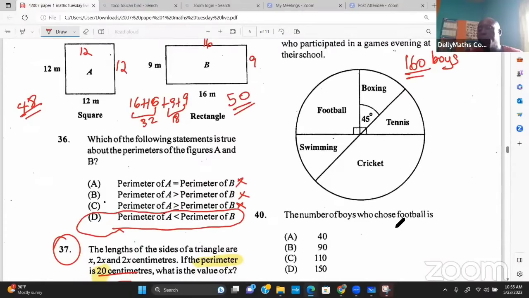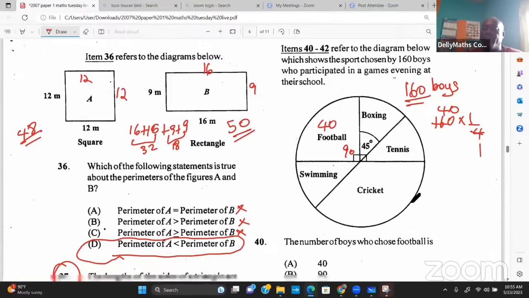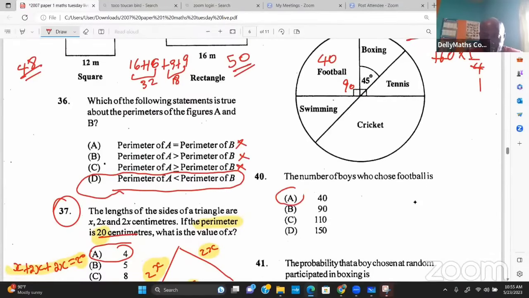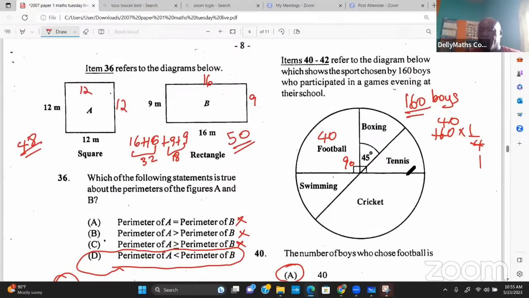The number of boys who chose football is, as you can see, football is actually 90 degrees here. It's a quarter, all right? So all you have to do is to understand that there's a direct relationship. Football is a quarter. So then I could take a quarter of this, right? It's about 40. So divide by 4, I'm getting 40. So we're talking about 40 of them will be for football, and I'm looking for 40 right here, right? So no big working yet. You understand? No big working. We're able to see the angle and then use it.